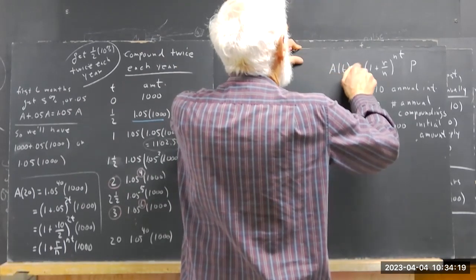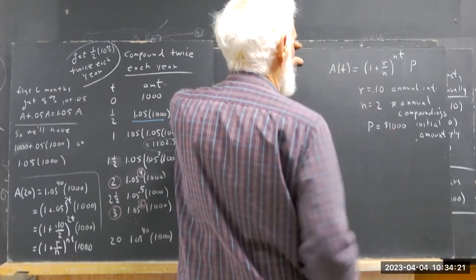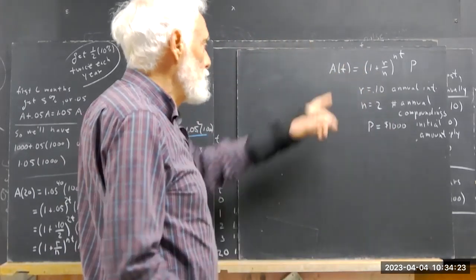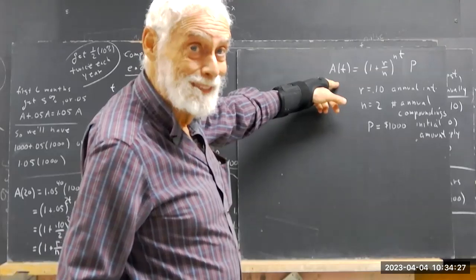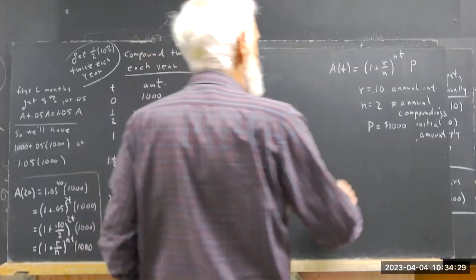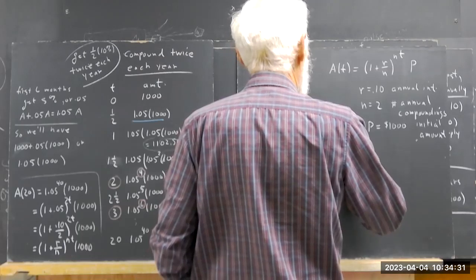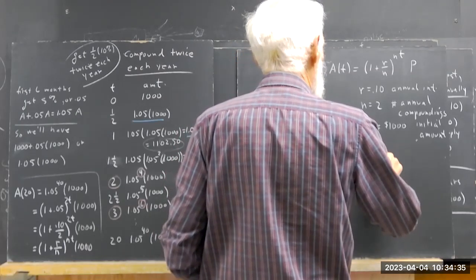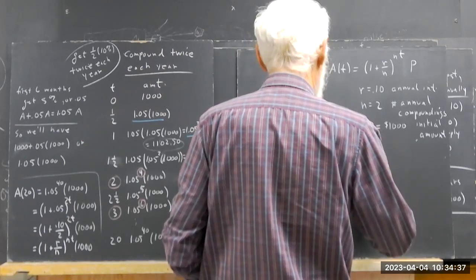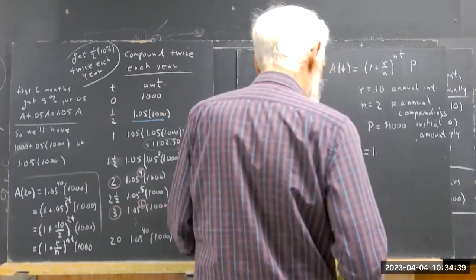Now your book just uses A, I think. But I like to write this as a function A of T. And that's what the heck it is. Okay. So in this case, A of T has to equal 1 point. Yeah, I'm gonna write out the word.